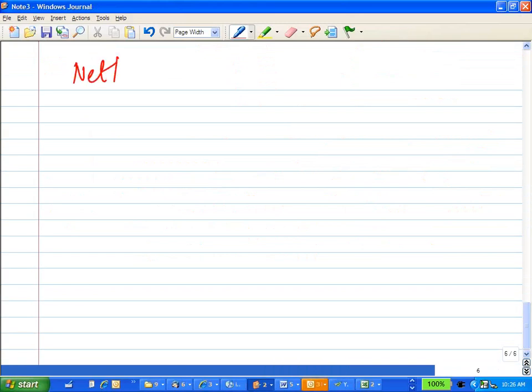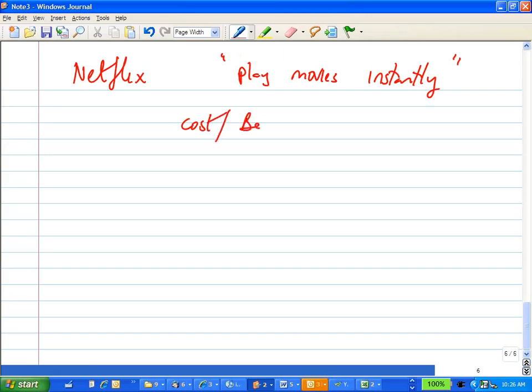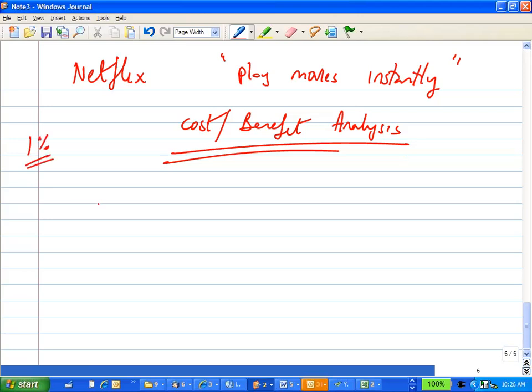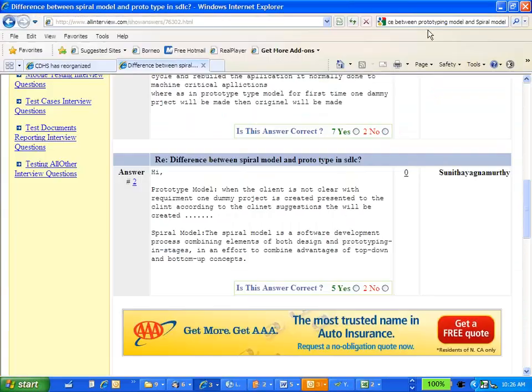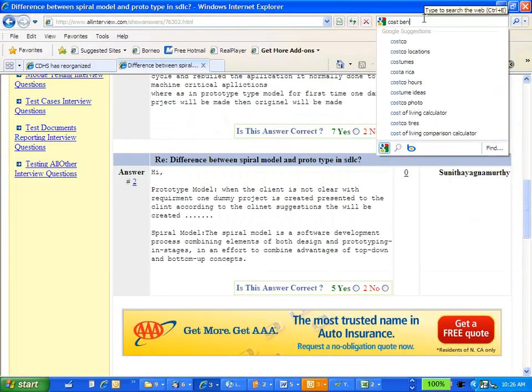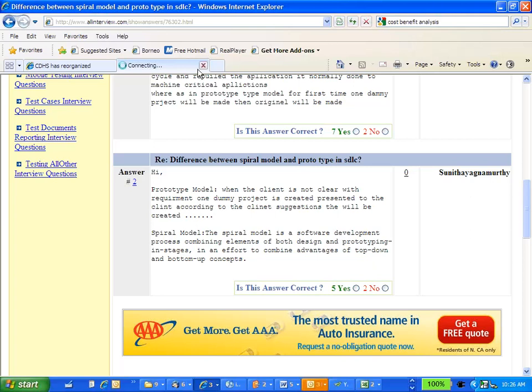So when Netflix decided to put the movies online, play movies instantly, that project, they must have done an early cost-benefit analysis, right? Cost-benefit analysis can be, I think, a 3-hour topic in itself, but we don't cover it because the chance of this coming up in an interview is 1%. If the requirements that we get from our clients say cost-benefit analysis, at that time I request you to go into Wikipedia, and all you have to do is Google cost-benefit analysis, and I'm pretty sure Wikipedia will be the first one.